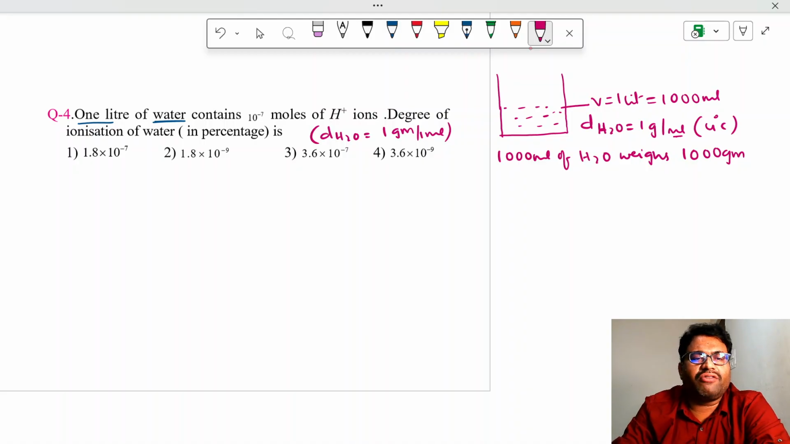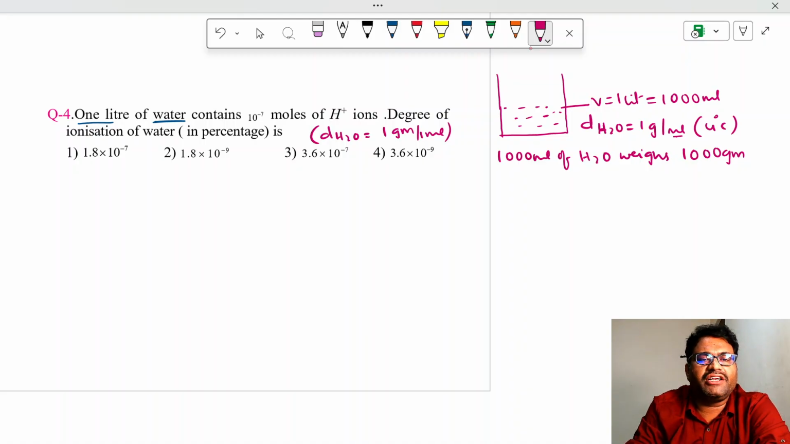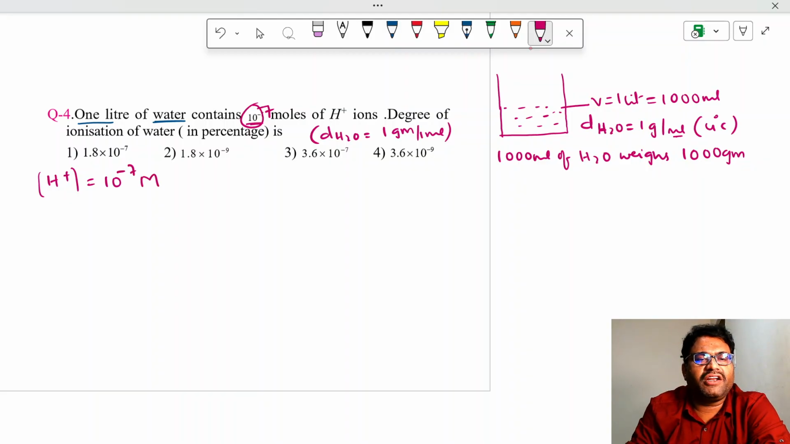So this 1 liter of water is taken. 1 liter of water contains 10 power minus 7 moles of H plus ions. H plus ion concentration is given as 10 power minus 7 molar, that means moles per liter. Per 1 liter, there are 10 power minus 7 moles of H plus ions. Degree of ionization of water is asked. So alpha is asked.